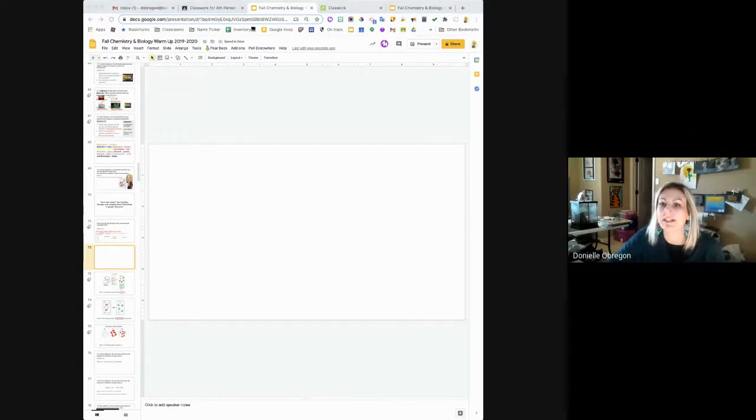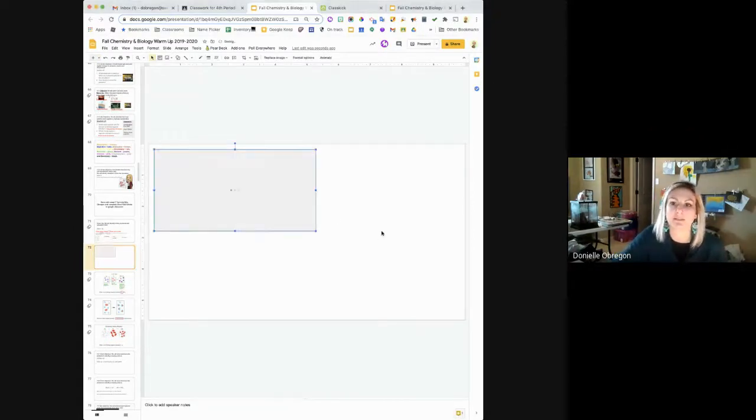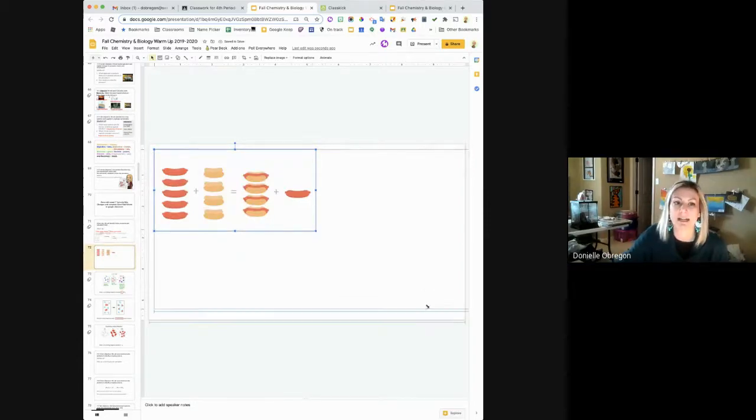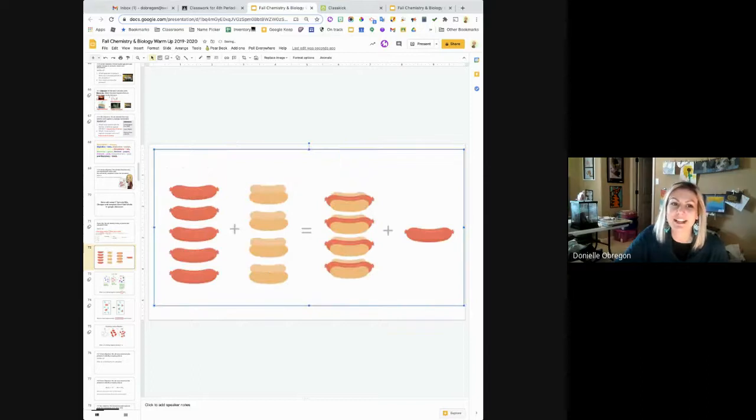Oh, I got an idea. Here we go. Let me make this nice and big. Let me throw this on the page. Now you're going to be seeing it in my editing slide because I'm in editing mode right now. But this is looking at some hot dogs, a non-chemistry example. Reactants are on the left, products are on the right.